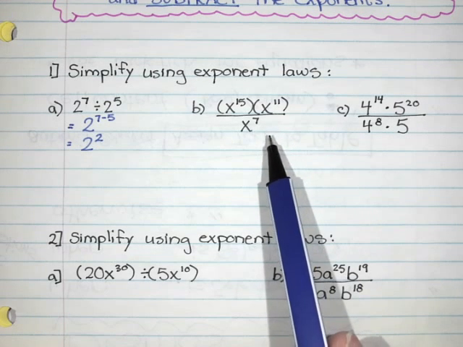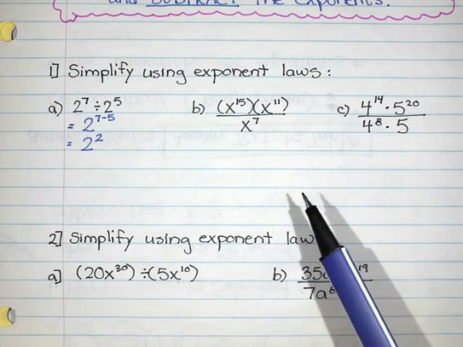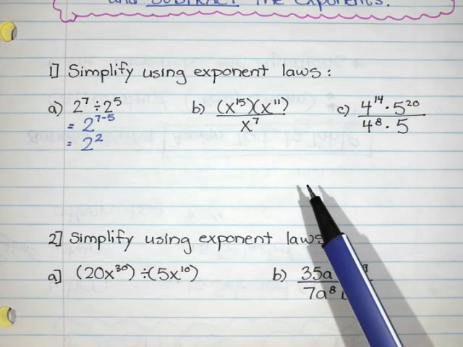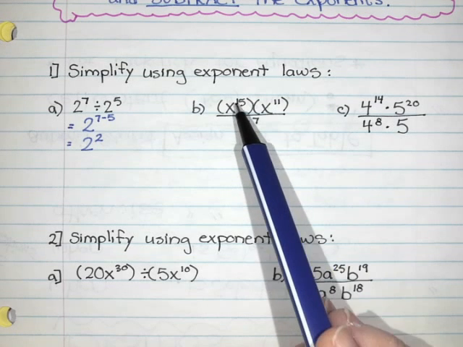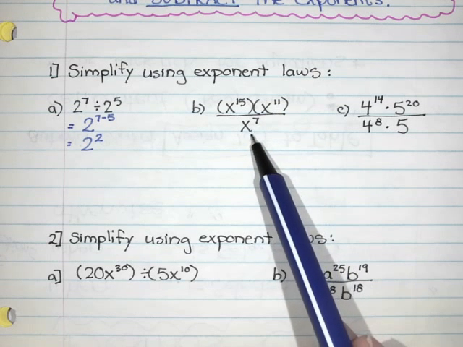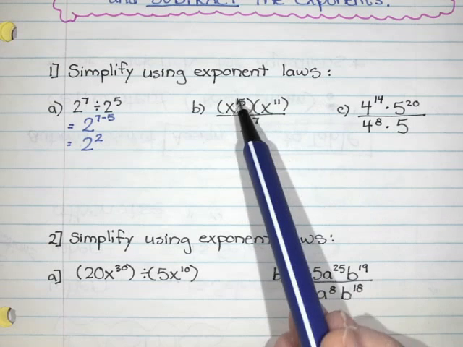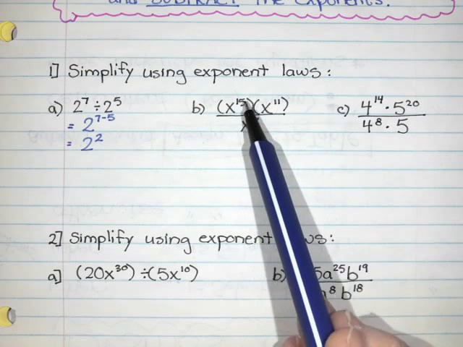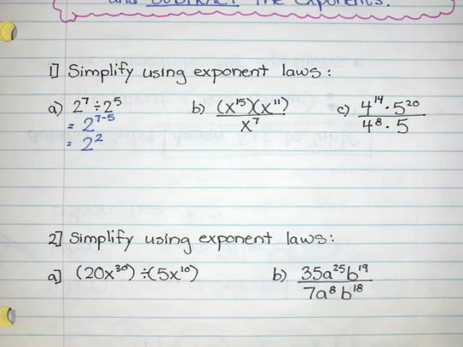Now, the next question involves a little practice of the rule we learned yesterday on multiplication. So I have x to the power of 15 times x to the power of 11 divided by x to the power of 7. I notice that I have some multiplication in the numerator, and then I have some division.